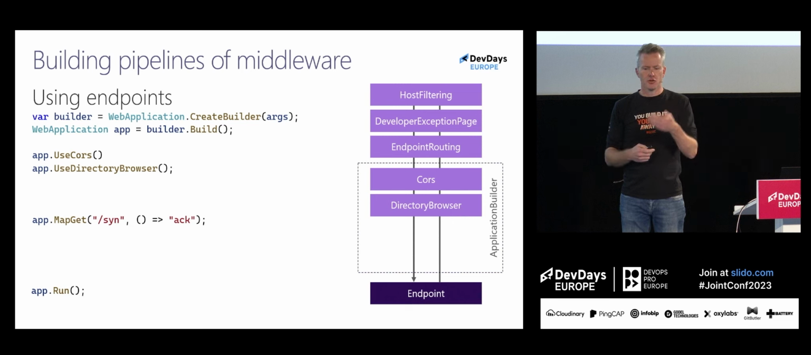Now, as soon as you map some endpoints and you have a Lambda expression there, it will create this middleware that's at the top, that's endpoint routing. So it knows it needs it, and it will be registered kind of by itself by doing the first time you register a route.